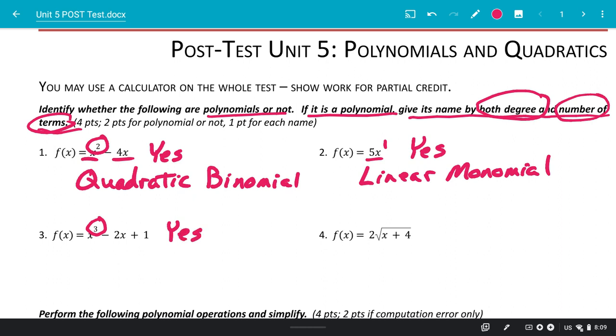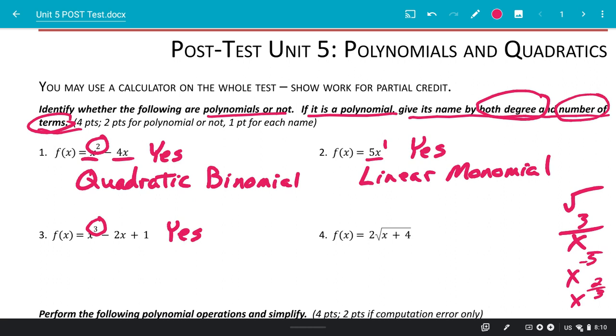How would I know if things were not a polynomial? Well, if it had a square root, it wouldn't be a polynomial, or if it had x on the bottom of a fraction, it wouldn't be a polynomial, or if it has a negative exponent, because that would put it on the bottom. If it had, by chance, a fractional exponent, it wouldn't be a polynomial. So those are the things I'm looking for. And you can see that doesn't happen here in number 3.